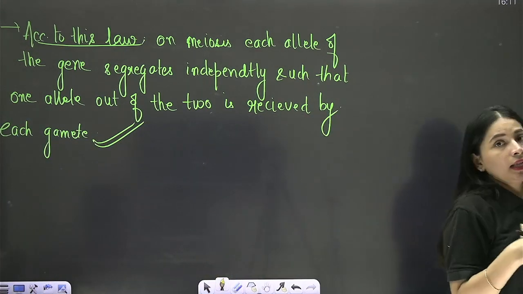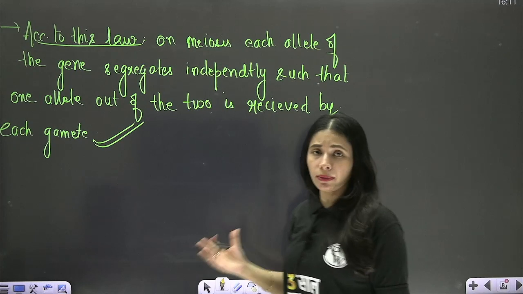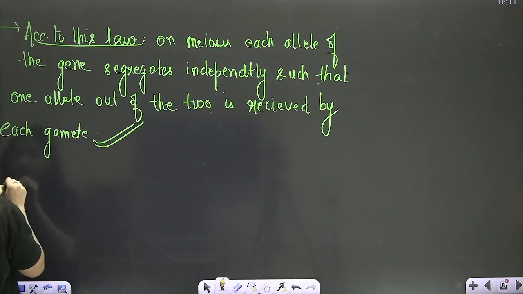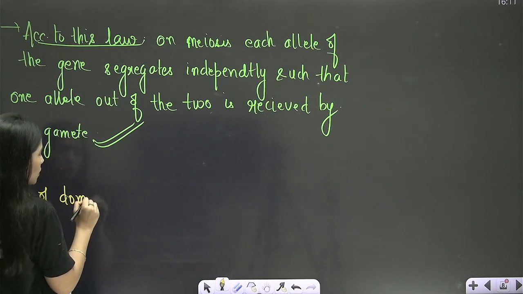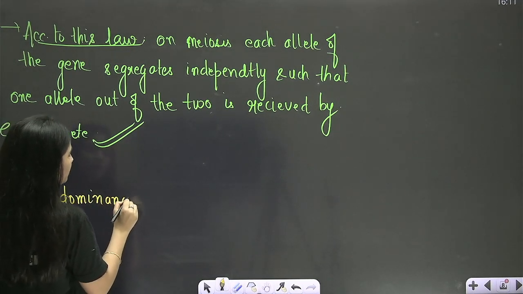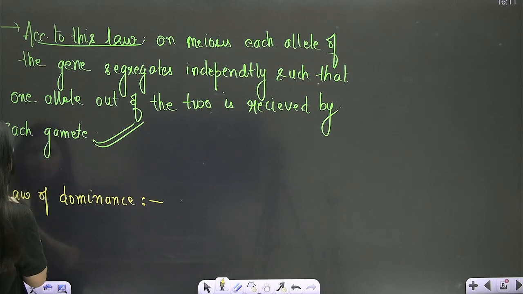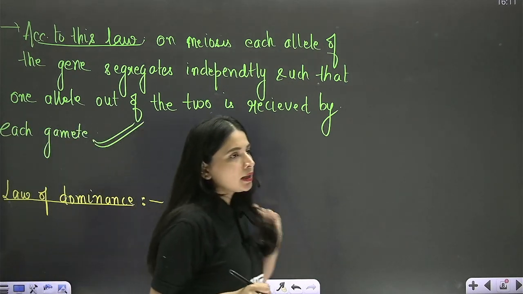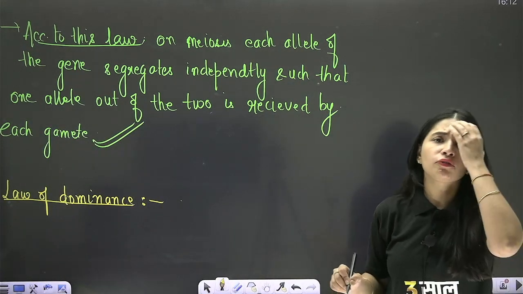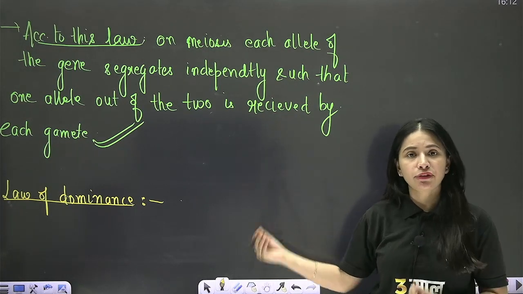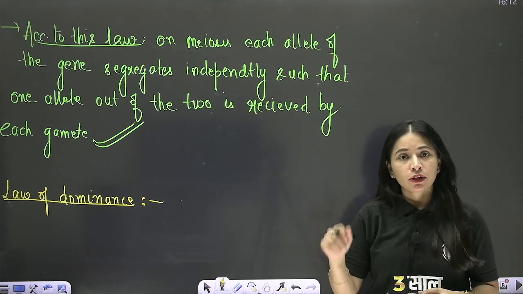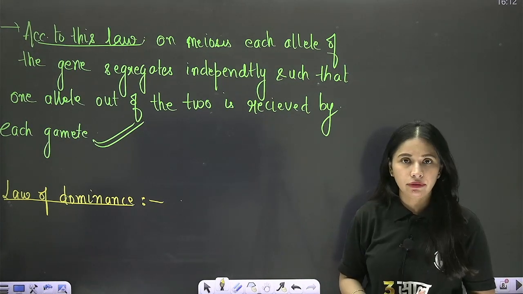However, the second law proposed on the basis of monohybrid crosses, the law of dominance, was not a true law. It had so many exceptions, because of which later on this law failed. Before we talk about the failure of the law of dominance, you should know what the law of dominance actually is.